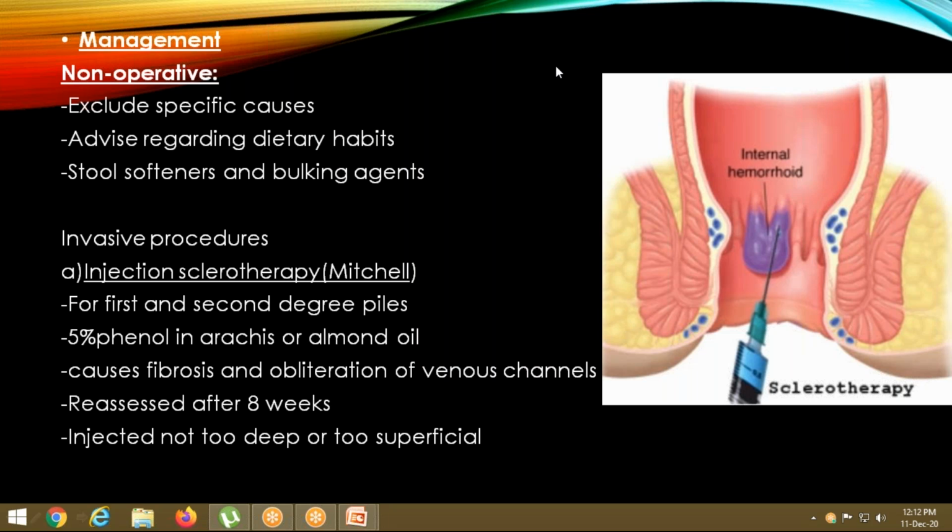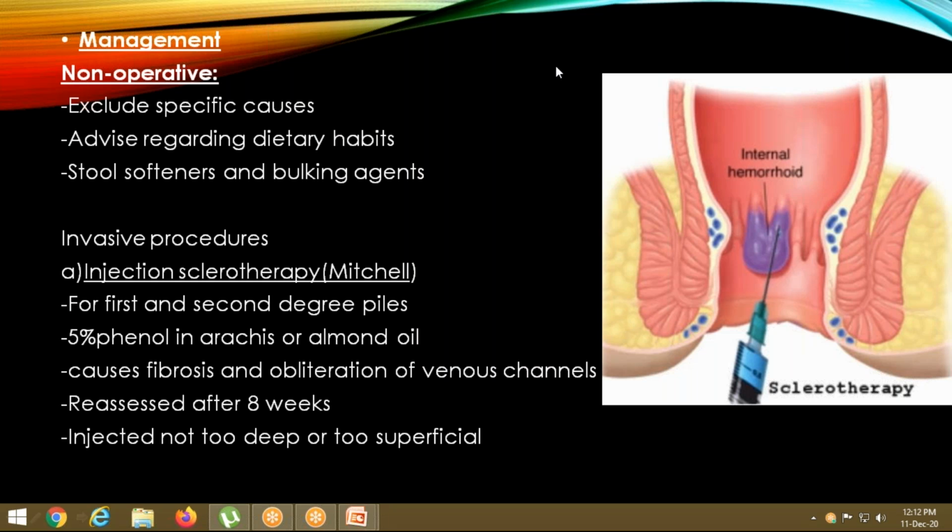Along with that, supportively, you will put him on stool softeners and stool bulking agents. Here we have Cremafin syrup. That is the commonest syrup we are using. So the stool softener is a laxative. Okay, it is a laxative.